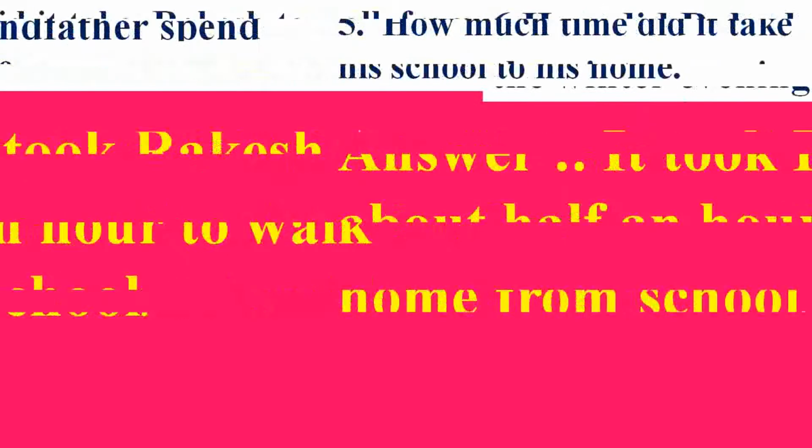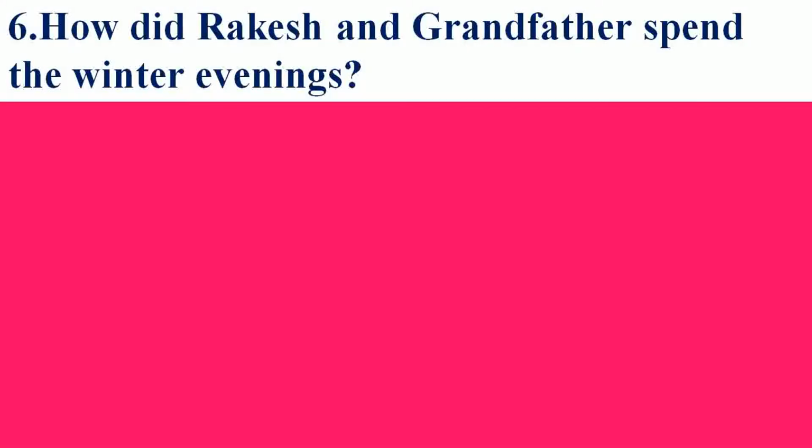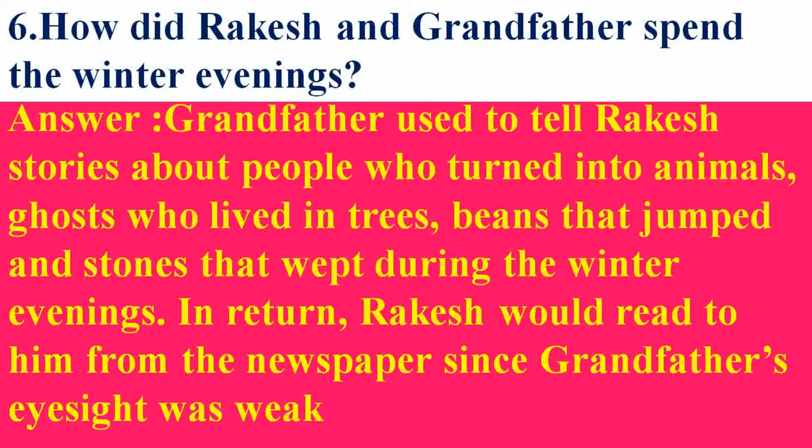Next question. How did Rakesh and grandfather spend the winter evenings? Answer is, grandfather used to tell Rakesh stories about people who turned into animals, ghosts who lived in trees, beans that jumped, and stones that wept during the winter evening. In return, Rakesh would read to him from the newspaper since grandfather's eyesight was weak.